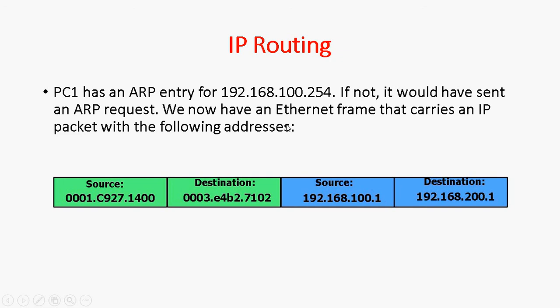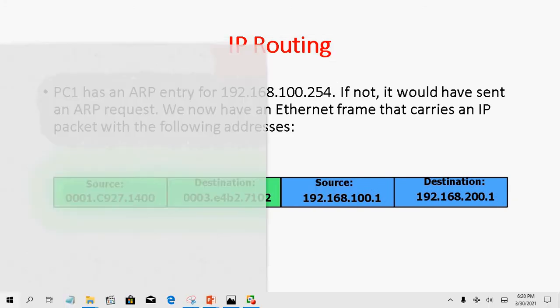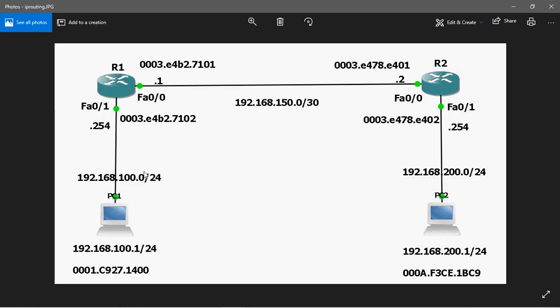Now we have an Ethernet frame that carries an IP packet with the following addresses. The source IP is the PC1 IP address and the destination IP address is the PC2 IP address. The source MAC address is the PC1 MAC address and the destination MAC address is the default gateway MAC address. The default gateway MAC address is this MAC address of R1 FA0/1, 0003 E4B2 7102, and this is the PC1 MAC address. This is the source MAC address and this is the destination MAC address. Okay.